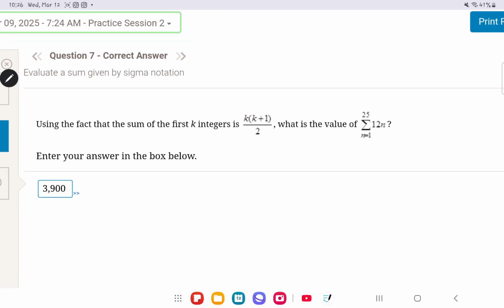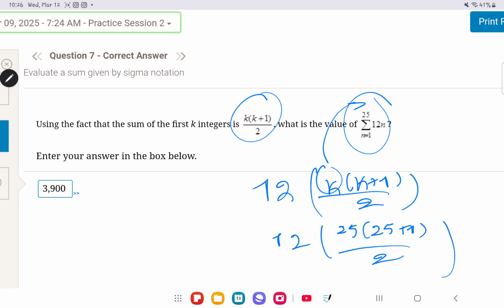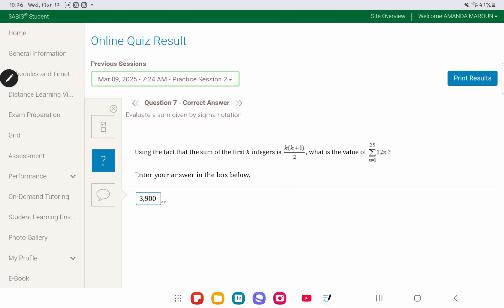Now we move on to question number 7. Here they said, using the fact that the sum of the first k integers is this, they need us to find the value of this. And you will replace the n by this over here. So it's 12 times k plus 1 over 2. Replace k by 25, so it's 12 times 25 plus 1 over 2. Put it on the calculator, you will get 3,900.